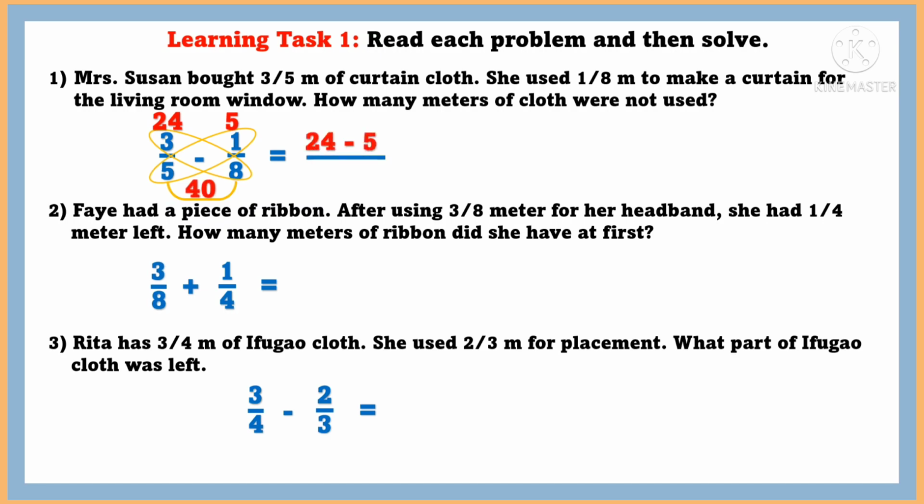Next, i-minus natin ang numerator at kopyahin ang denominator. So, 24 minus 5 is 19. Then, copy the denominator, which is 40. Now, since wala nang ibang number na makapag-divide sa 19 and 40 maliban sa 1, ibig sabihin lowest term na ito. So, ito na ang final answer natin. Ngayon naman ay gawin mo ang mga sumunod na bilang.